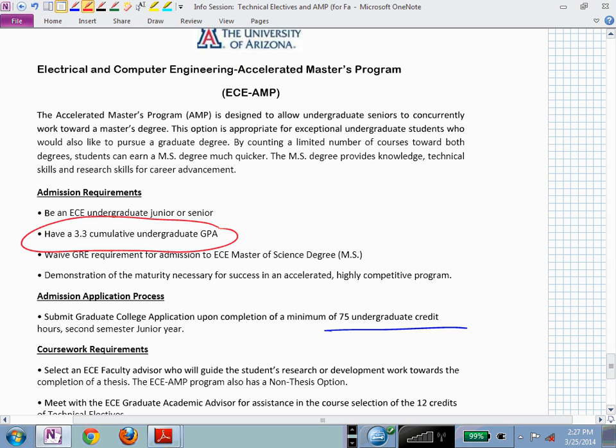And the other thing that's nice is we waive the GRE requirement, which, if you just have to pay for the GRE, that's $185, not talking about your investment of time to sit there on the computer and maybe even study for it. So you don't have to take the GRE, the Grad Record Exam, to be admitted into the AMP, the Accelerated Master's Program.